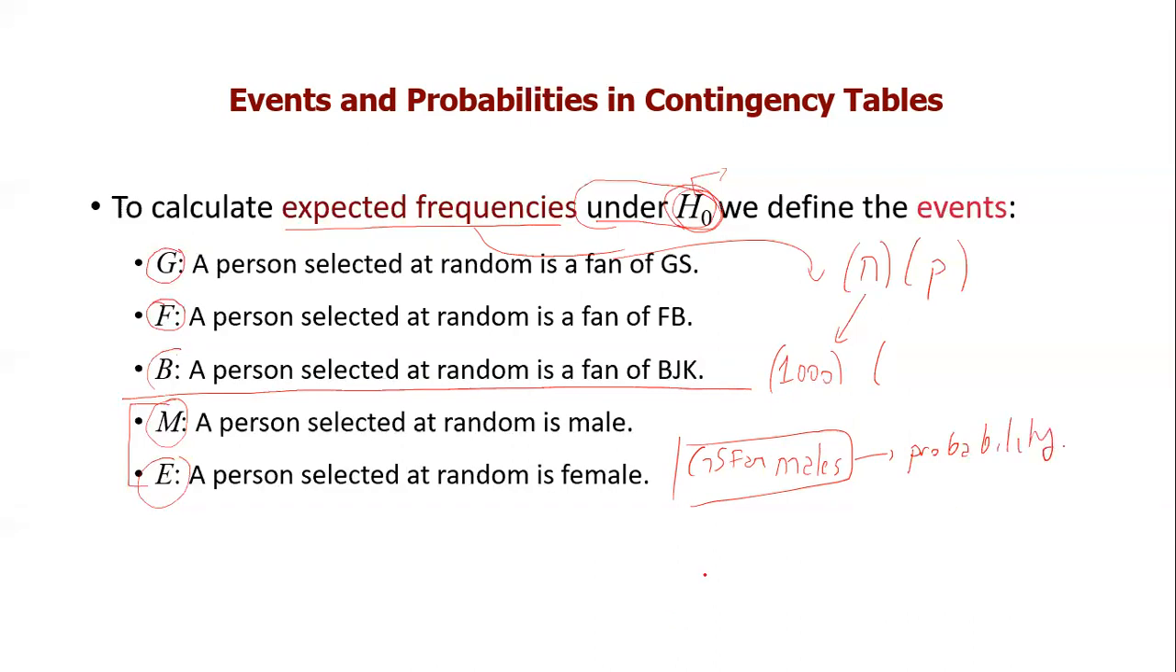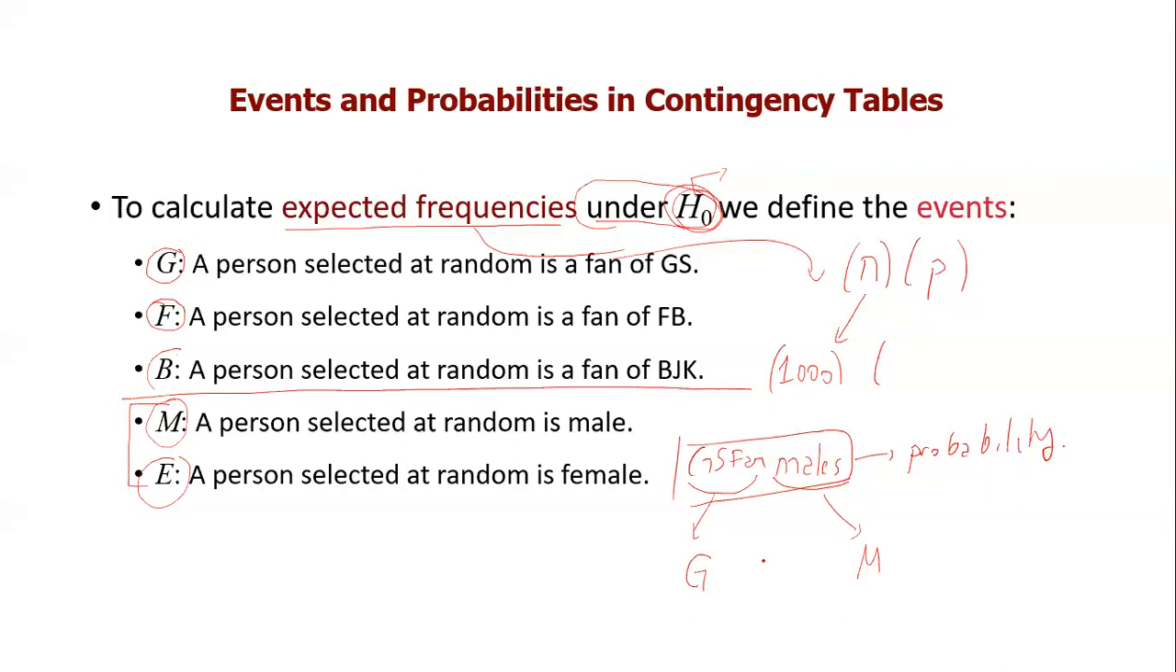So what is the probability that I pick a guy from, let's say, a thousand people, and he is a Galatasaray fan and he is a male? What is this event? This event is G, being a Galatasaray fan. And what is this event? This is M. So I'm asking, what is the probability of this event that I will define: G and M?